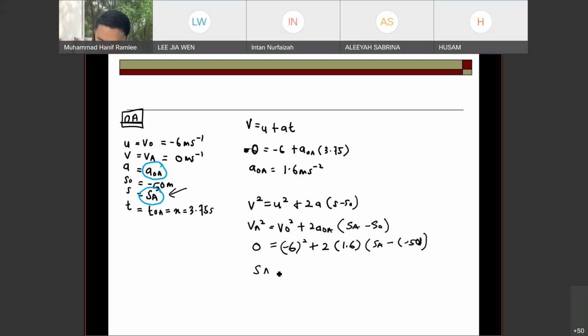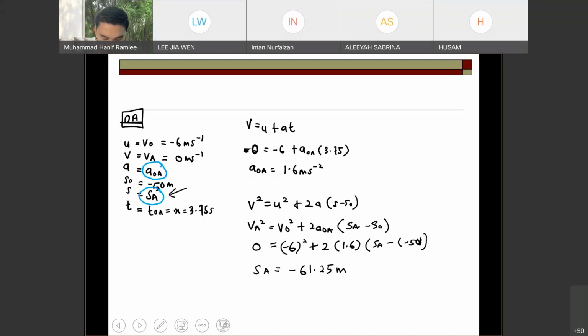And then the answer is -61.25 meter. Okay, done for the OA region. We are not answering the question yet. We still analyze the region.